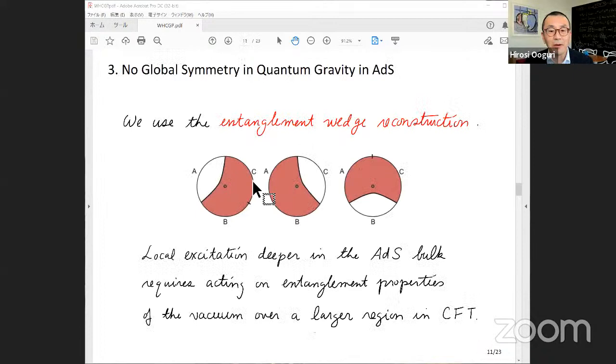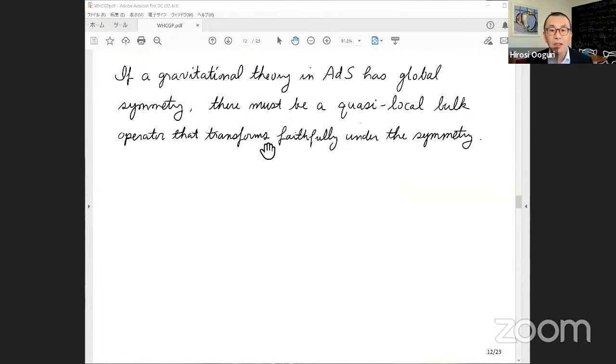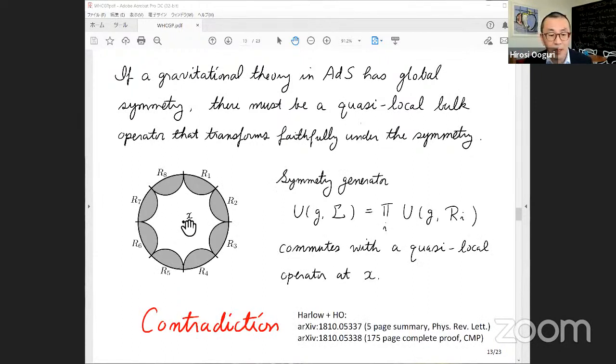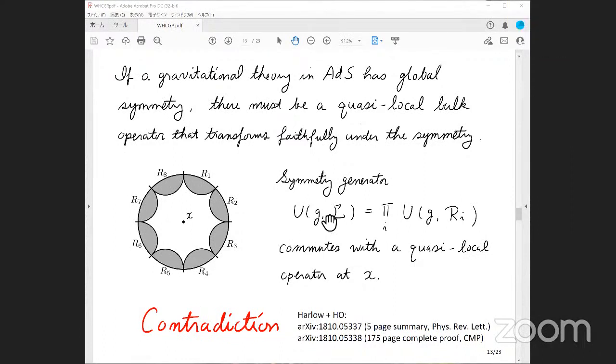So with this preparation, I'm going to give you a derivation, a proof of the statement that there is no global symmetry. Suppose, to the contrary, that there is a global symmetry in the gravitational theory in AdS. Then that means that there must be some kind of local bulk operator that transforms non-trivially, with a phase, under the symmetry. So suppose I put this operator in the middle of AdS. And I assume that the quantum field theory has the split property, so therefore the symmetry generator splits.